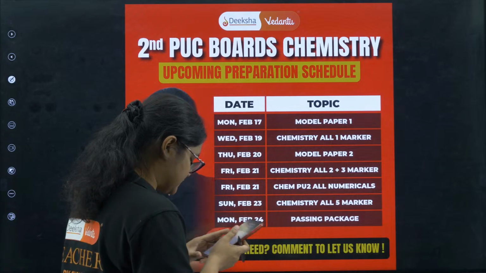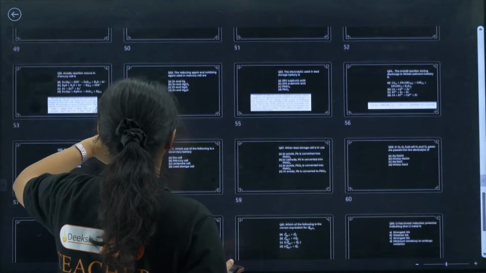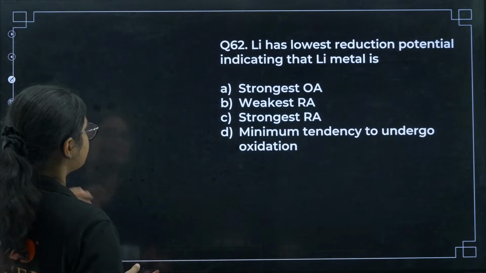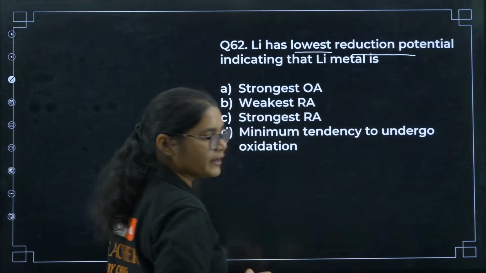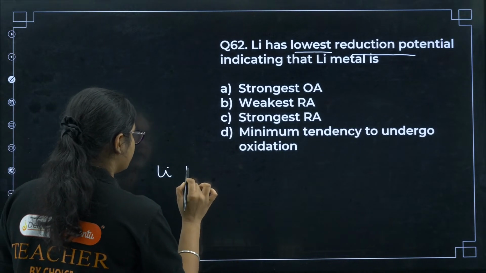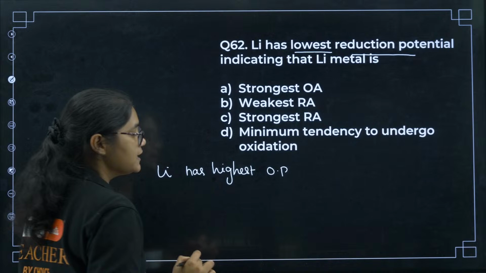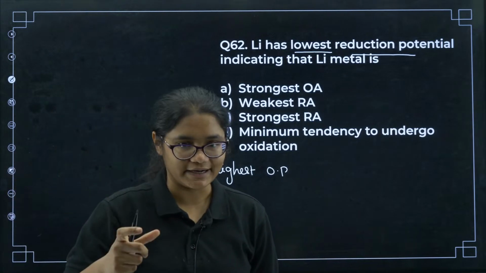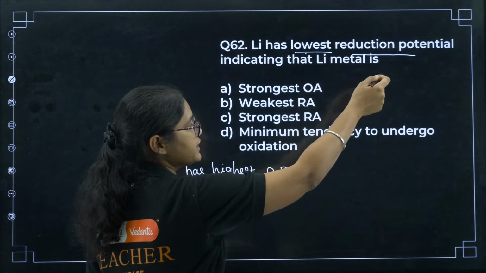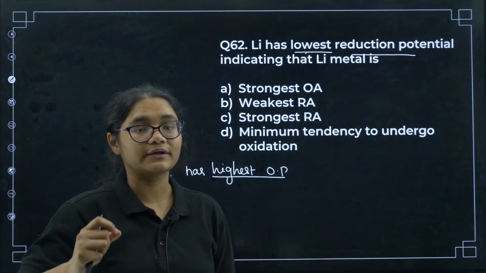Smiley is asking about the 62nd question, I didn't understand. Okay dear, let us discuss the 62nd question once again. Now you can see here, lithium has the lowest reduction potential. That means lithium has the highest oxidation potential, which means lithium has more tendency to get oxidized. Because it has the lowest reduction potential, by default we can say that it has the highest oxidation potential.